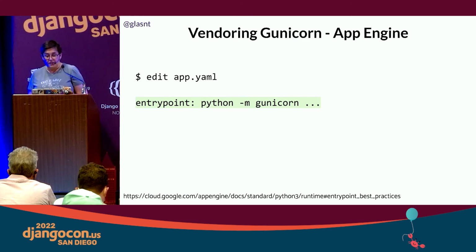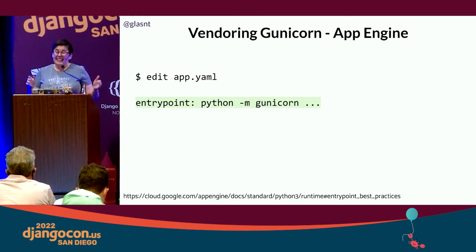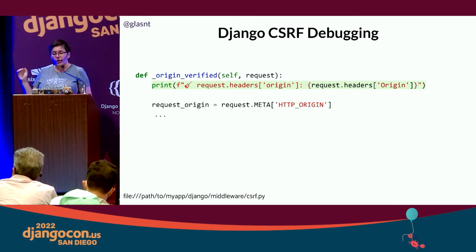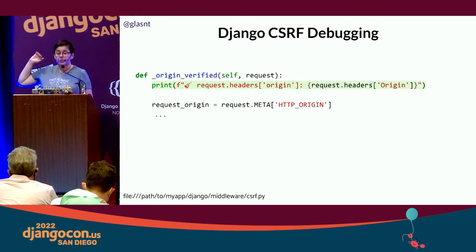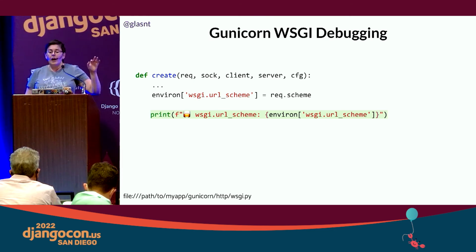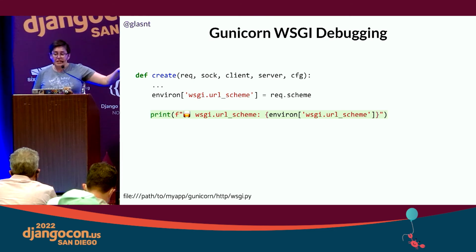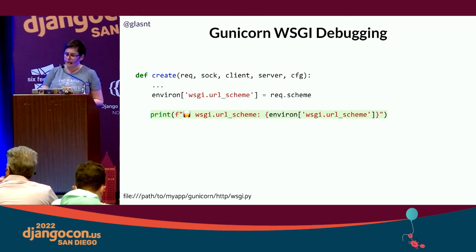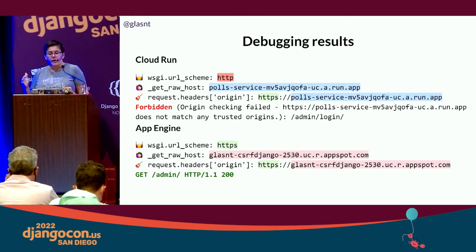Since we're using Cloud Run and App Engine, anything that gets printed out to standard out will end up in Cloud Logging, which means we can see what's going on. So for my debugging, I printed out the origin value from the headers field at the top of the previously mentioned origin verified method. Then I threw in some logic at the end of get raw host to confirm what the raw host is. And then over in Gunicorn, I went and found where the WSGI URL scheme value was being set, and printed that out. I'm using emoji here because I'm Katie, but also this helps me find which file each statement is from.